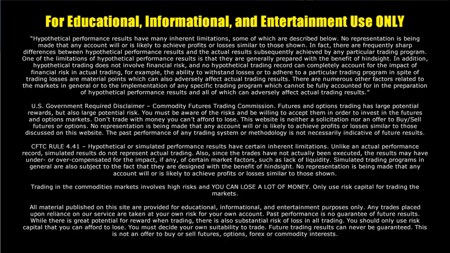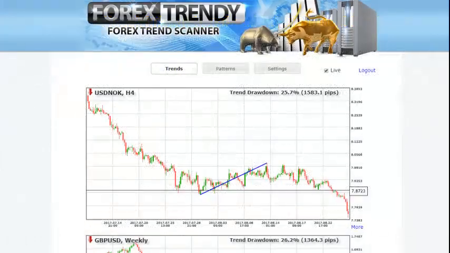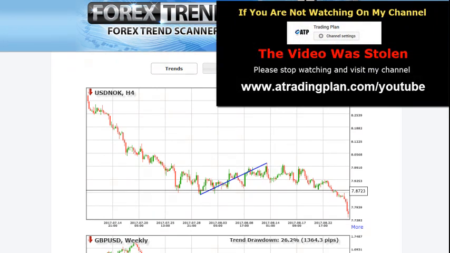So I was asked, what's the purpose of the trend section in Forex Trendy? Quite simply, it's this. We all want to determine the trend, and we all have different ways of determining the trend. We can determine it through price action, which is simply higher highs and higher lows.